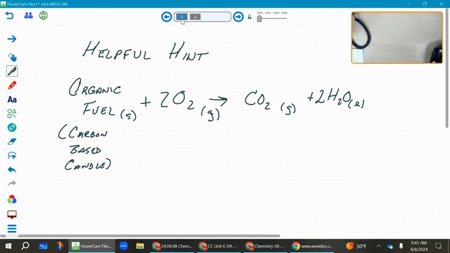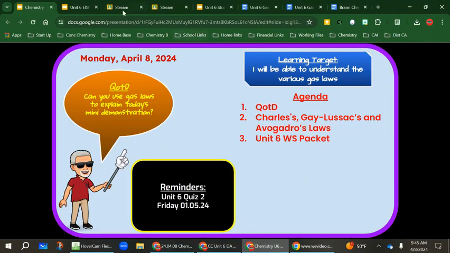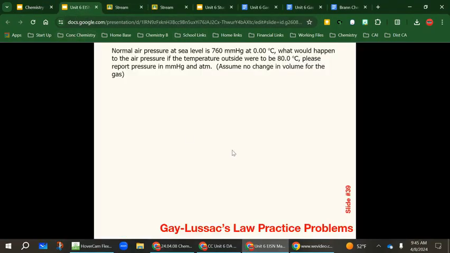All right, ladies and gentlemen, open up your EISN and go to slide number 39 because I don't believe we got to this one the other day. This is still a Gay-Lussac's law problem, ladies and gentlemen.